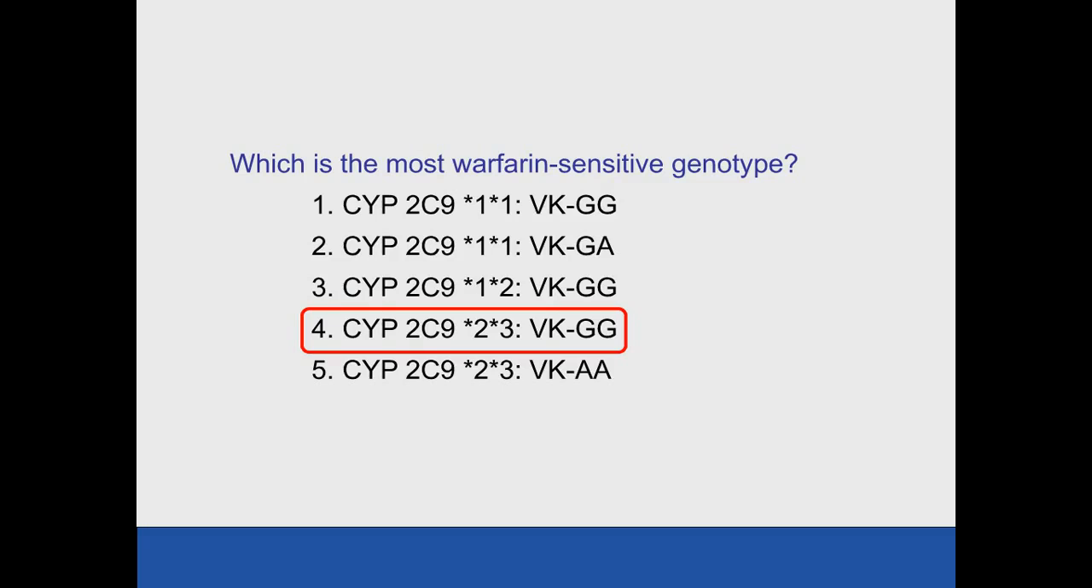I hope somebody in the audience is saying, wait a minute, that's wrong, because indeed it is wrong. 5 is the correct answer. The most sensitive warfarin genotype is CYP2C9 star 2 star 3 AA. If you ever see a patient with a star 3 star 3 AA, they're even more sensitive, but the frequency of that particular genotype is very rare.